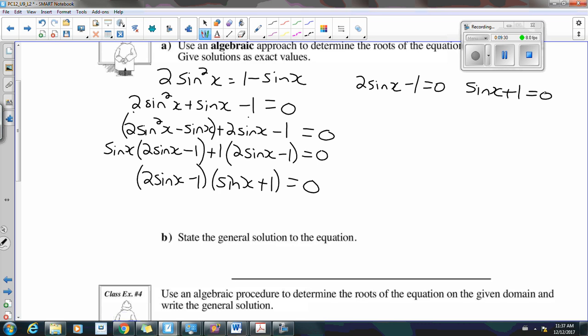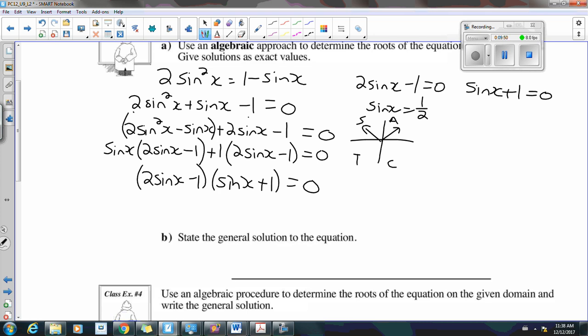And sine x plus 1 equals 0. And now I need to solve each of these equations. So I'm going to get sine by itself here. So this gives me sine x equals 1/2. So that means sine's going to be positive in either of these quadrants.